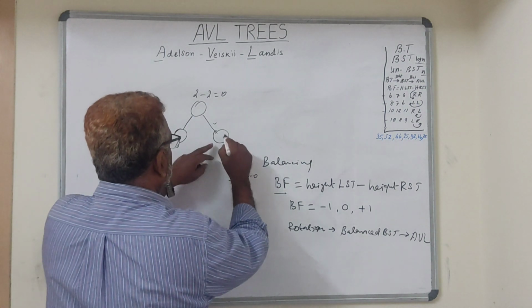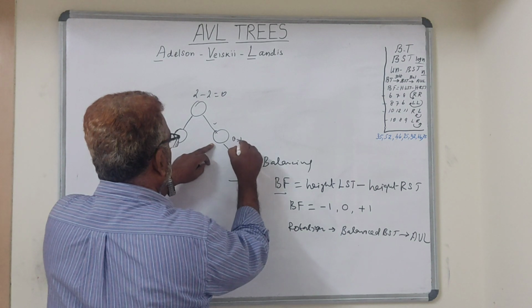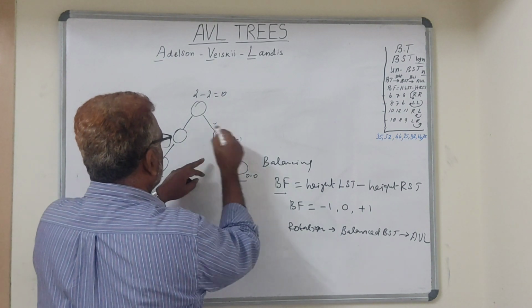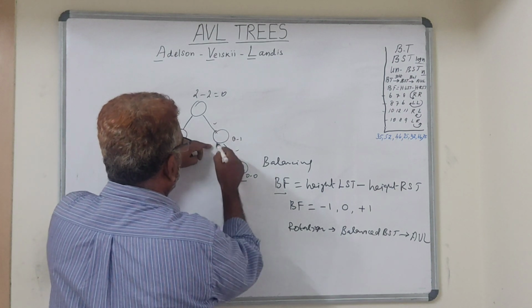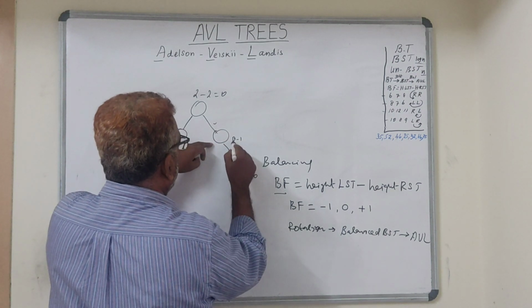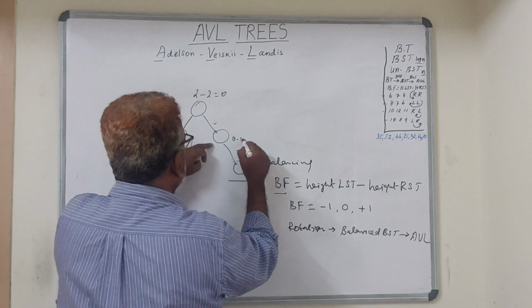So what about this one? This is 0 minus 1. On the left-hand side there is no node here, and on the right-hand side there is one node, so 0 minus 1. So this is minus 1.